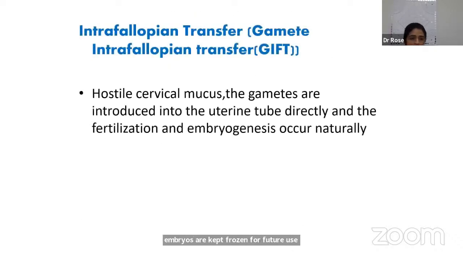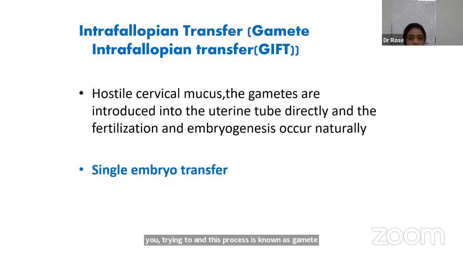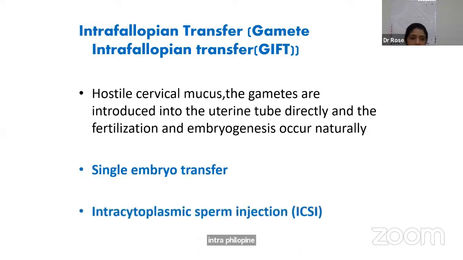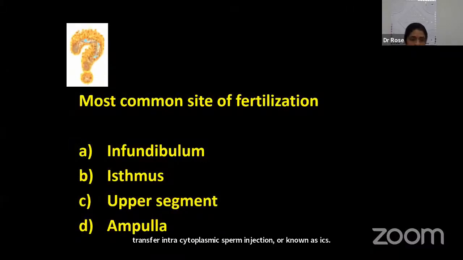Now, something about GIFT, gamete intrafallopian transfer. This is actually done when the cervical mucus is hostile. So when the cervical mucus is hostile, we need to take these gametes across this mucus and directly into the uterine tube, so that the gametes will land safely in the uterine tube. And this process is known as gamete intrafallopian transfer. Now, other techniques are single embryo transfer and intracytoplasmic sperm injection, known as ICSI. So all these are different methods of in vitro fertilization.